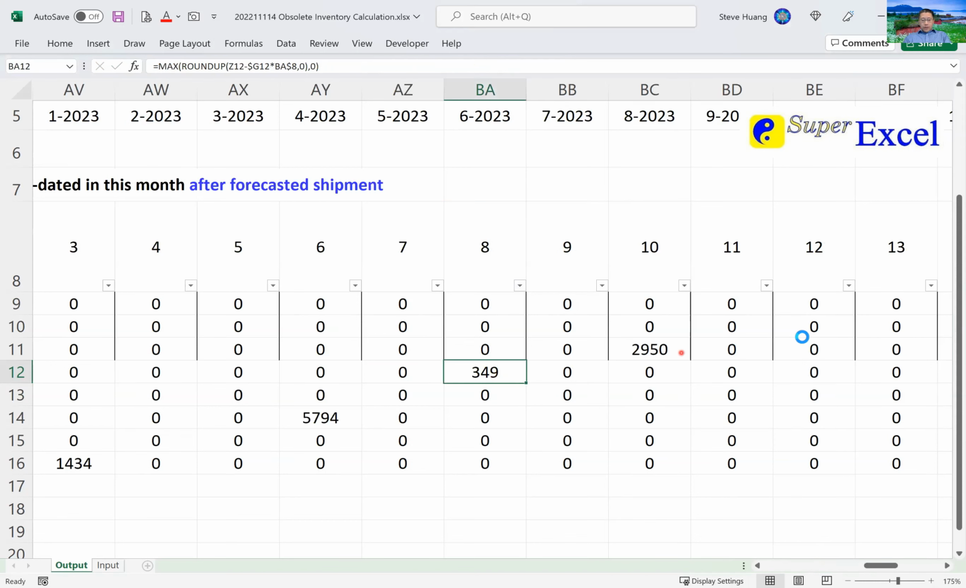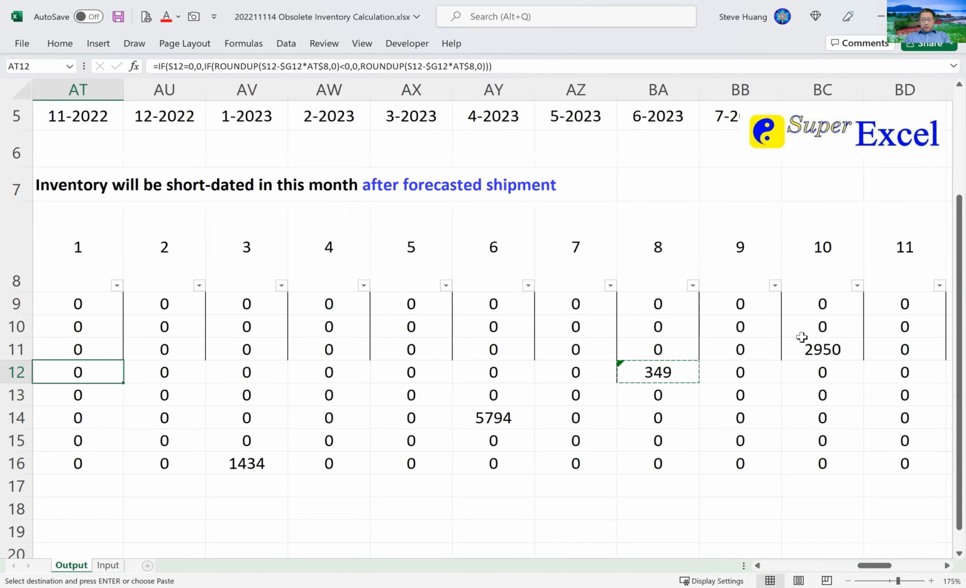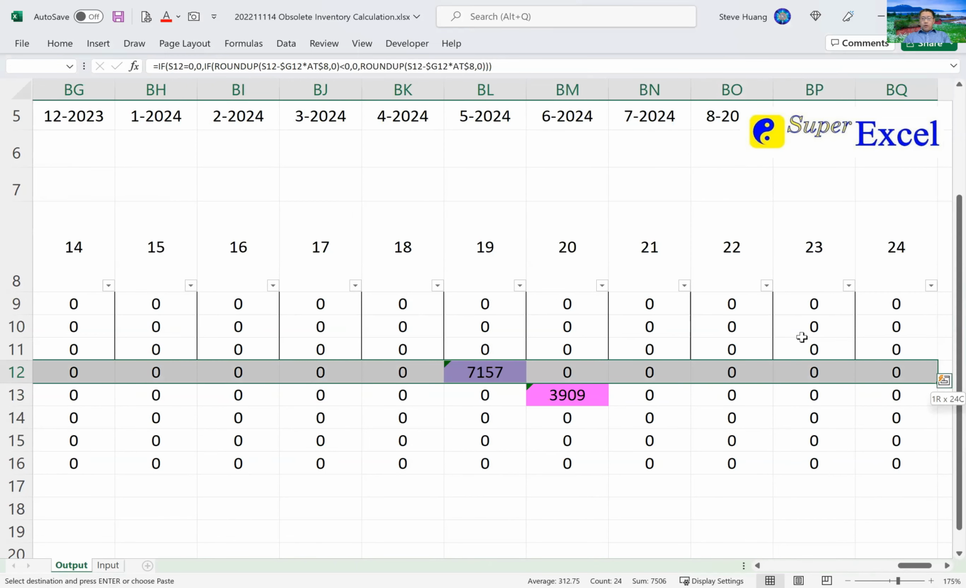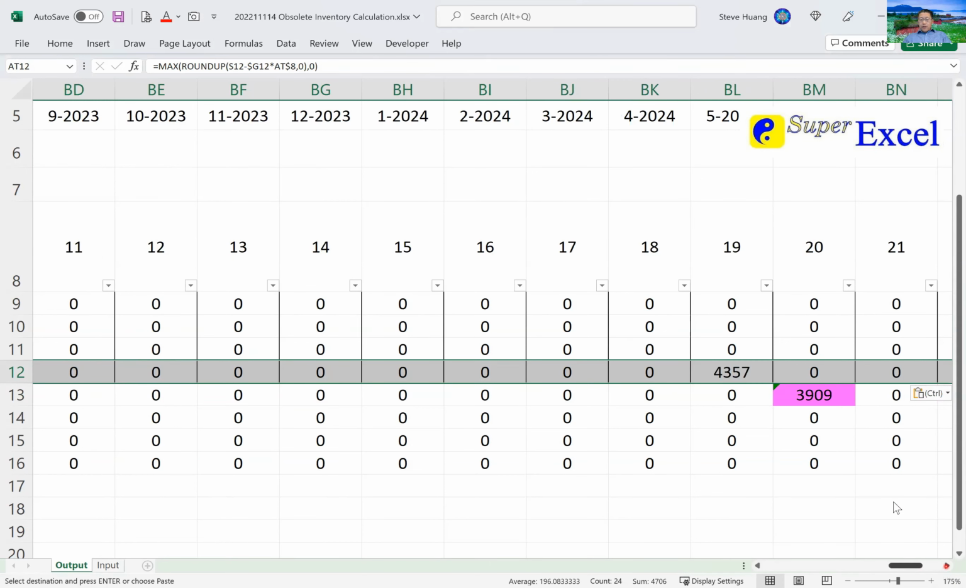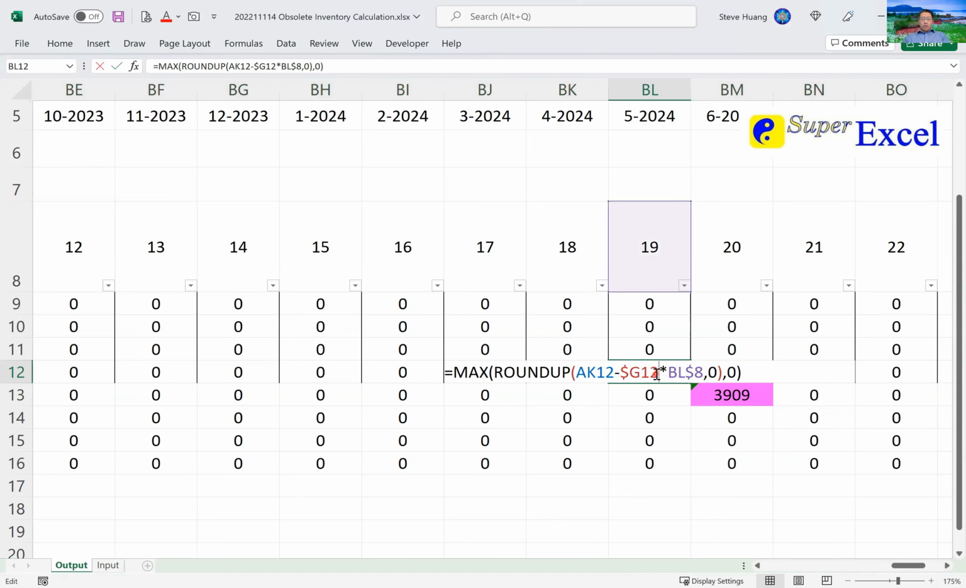So if I copy this formula from the first month all the way to the 24th month, just remember this number should be 7157. If I copy that formula over here, Control V to paste, that would not give us that 7157. Instead, it gave me 4357. That's not the correct result. Why?